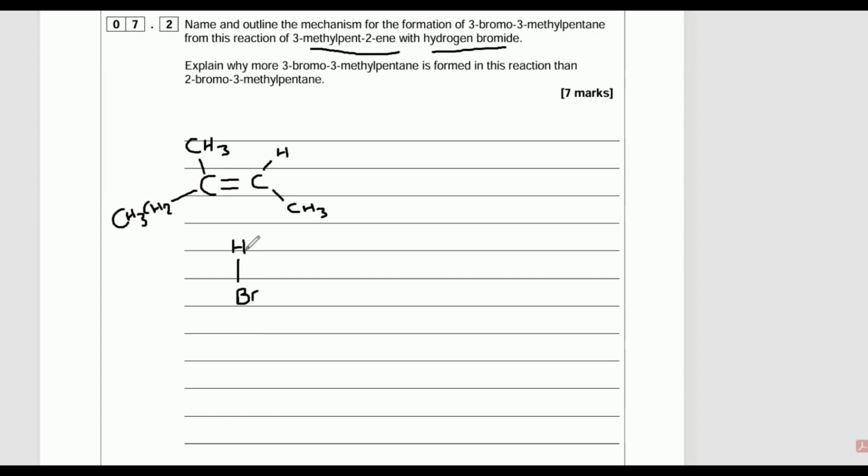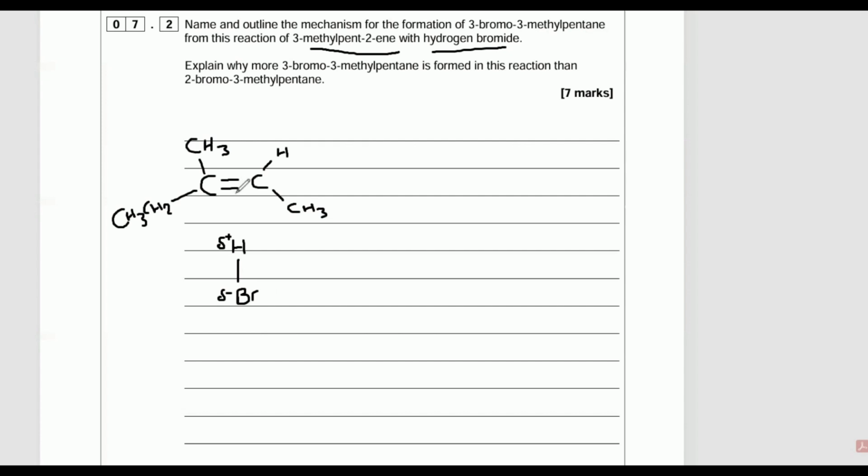So first things first, as this hydrogen bromide molecule approaches this electron-rich area, which is the double bond on an alkene, this is going to become slightly positive, and this is going to become slightly negative. That will have already happened because of the difference in electronegativity between the bromine atom and the hydrogen atom.